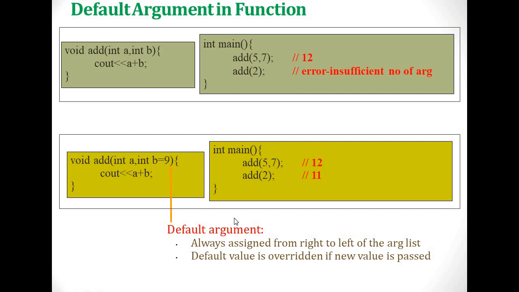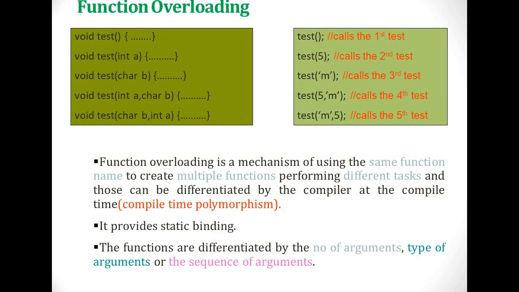The default arguments are always assigned from right to left of the argument list. Default values are overwritten if a new value is passed.